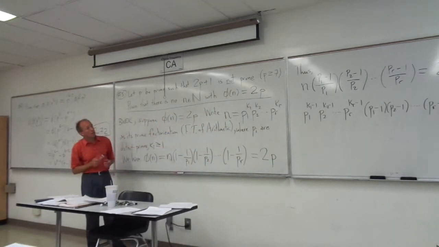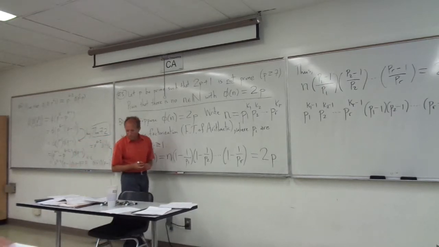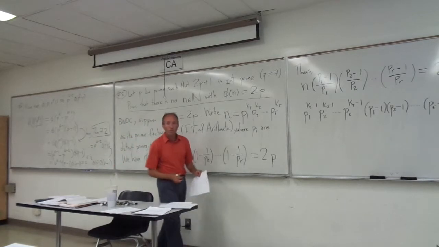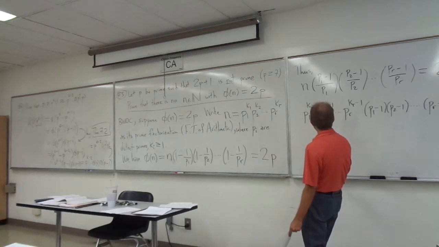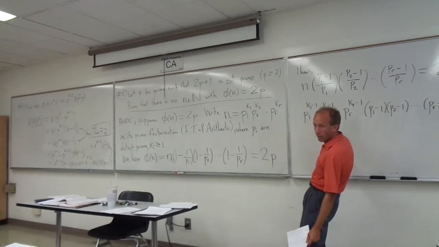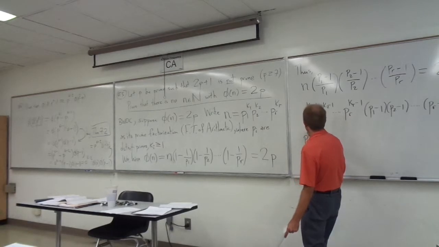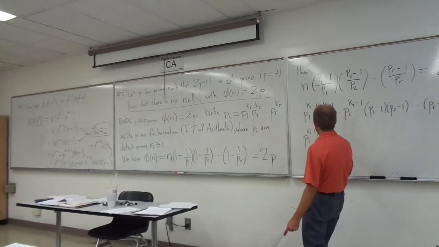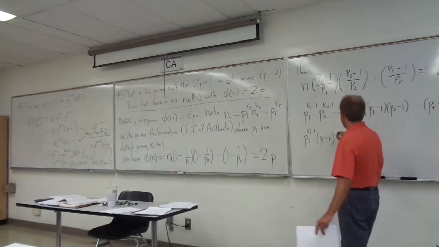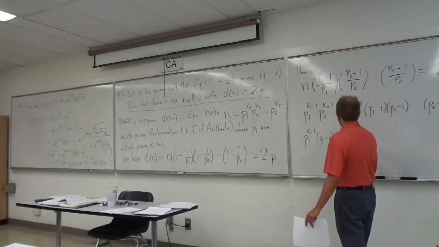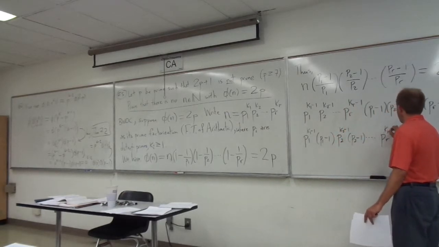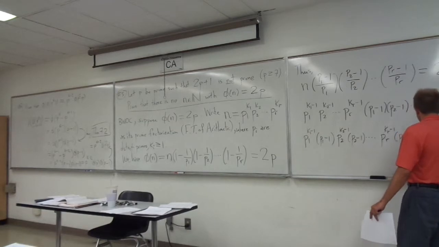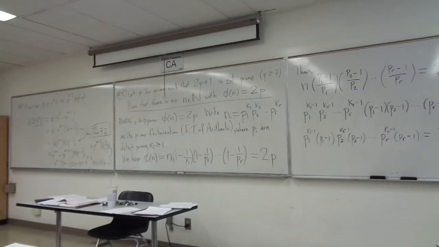I was going to rewrite them where you put the P1 to the K1 minus 1 and the P1 minus 1 together, and you put the P2 respectively, so you could put all the P1s together, basically. Okay, so we could do that. So this would be P1 to the K1 minus 1 times P1 minus 1. And then the next term would be P2 to the K2 minus 1 times P2 minus 1, all the way along to PR to the KR minus 1. So we're just reorganizing the terms, really.